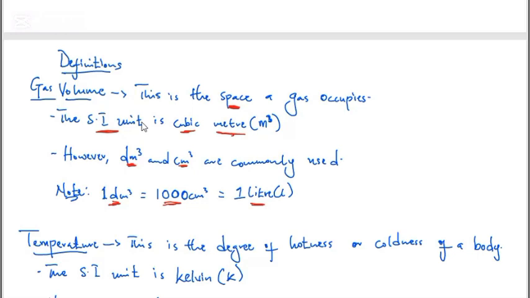So if you want to convert from dm cube to cm cube, you multiply by 1000. If you want to convert from cm cube to dm cube, you divide by 1000. I'll come again. If you want to convert from dm cube to cm cube, you multiply by 1000. But if you want to convert from cm cube to dm cube, you divide by 1000.